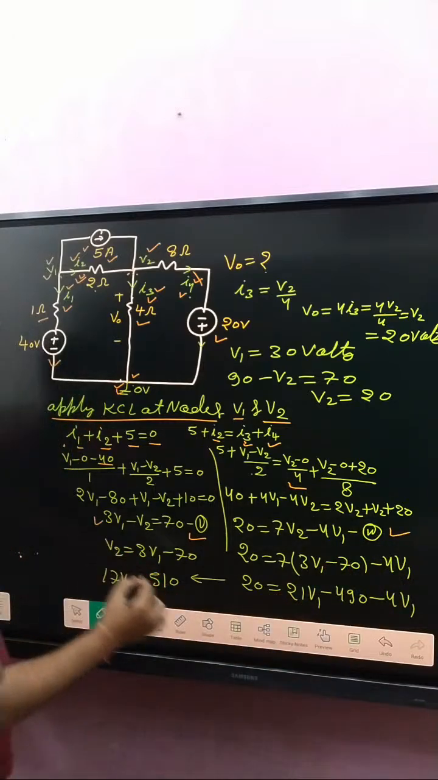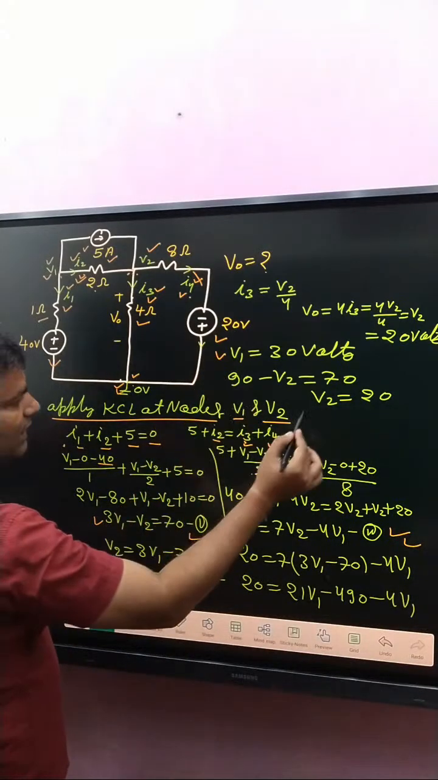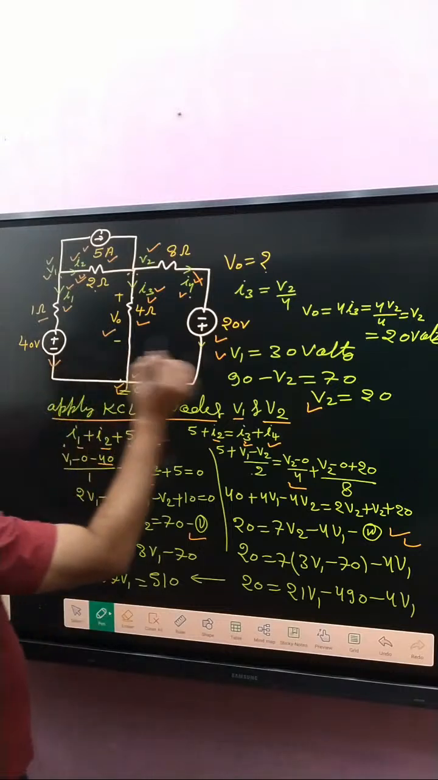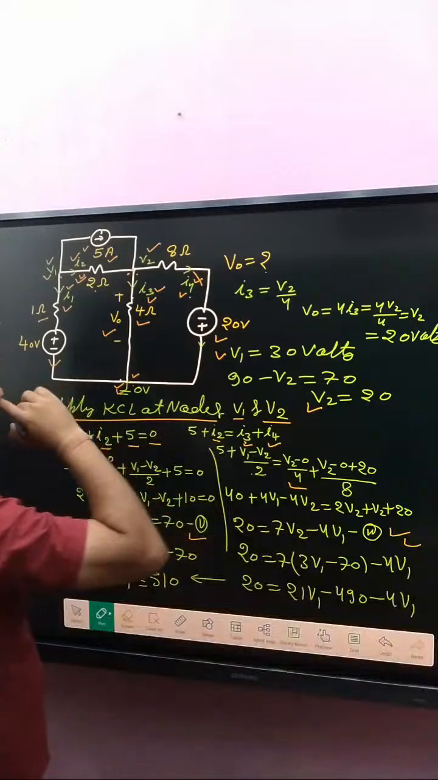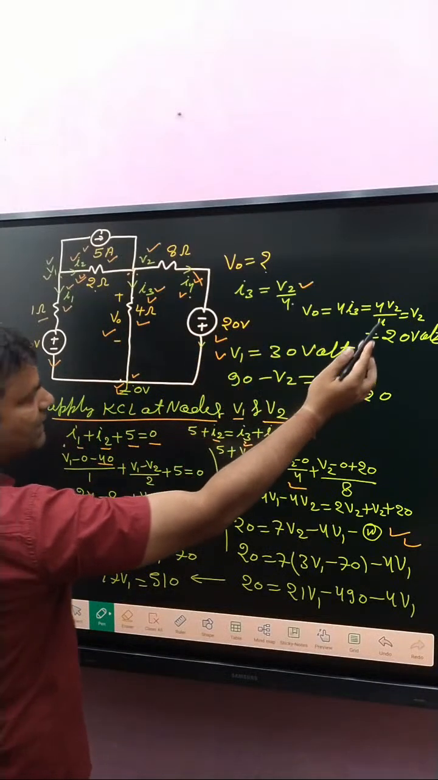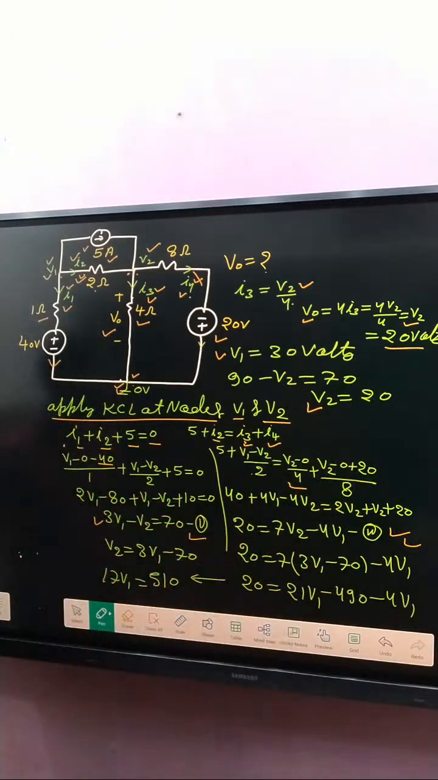Equation number 1 and equation number 2. After solving, we got V1 is 30 volt and V2 is 20 volt. But our target is that voltage. So V0 is written as 4 into I3, current I3. I3 is V2 by 4. So putting it here, V0 is equal to V2. So V2 is 20 volt, which is the right answer.